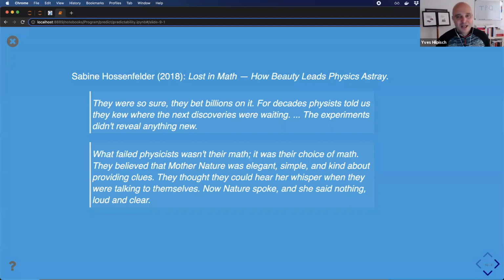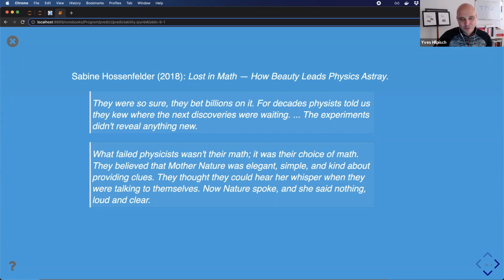So here, How Beauty Leads Physics Astray. This is not related to finance, it is related to physics, and I like this book. I just recently listened to it as an audiobook, also of the print version. They were so sure, they bet billions on it for decades. Physicists told us they knew where the next discoveries were waiting. The experiments didn't reveal anything new. What failed physicists wasn't their math.